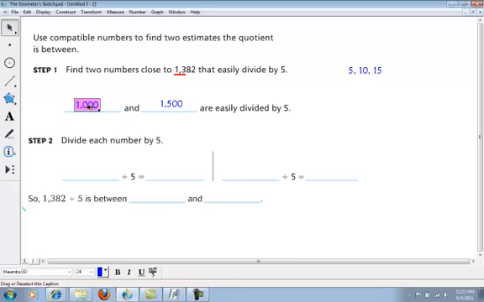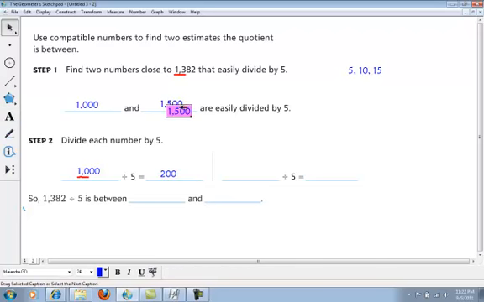So now I'm going to divide each number. 1,000 divided by 5, that's the same as 10 hundreds divided by 5. Now if I have 10 divided by 5, that's going to be 2. So 10 hundreds divided by 5 is going to be 2 hundreds, or 200.